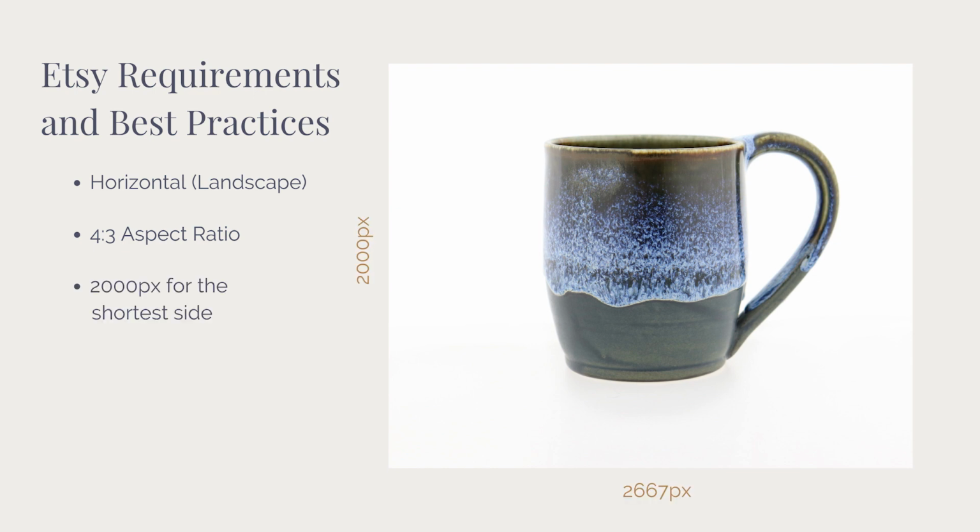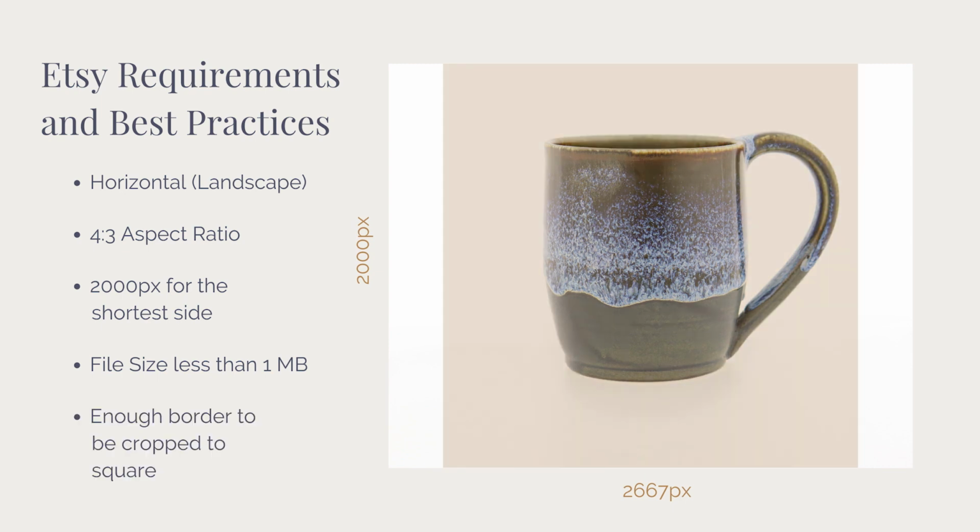Next, Etsy recommends the pixels be 2000 on the shortest side. So at a 4:3 aspect ratio, the shortest side is the height, resulting in pixel dimensions being 2667 by 2000 pixels. Etsy states, images larger than 1 megabyte in file size may not finish uploading, especially on slower internet connections. So they recommend your file size be under 1 megabyte.